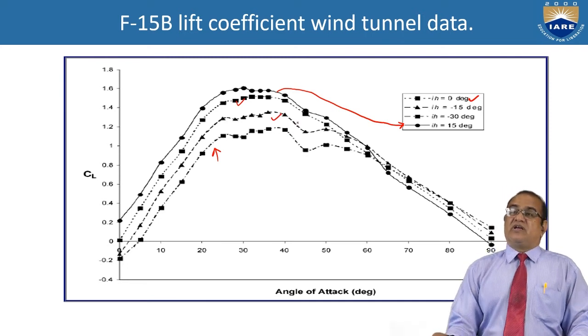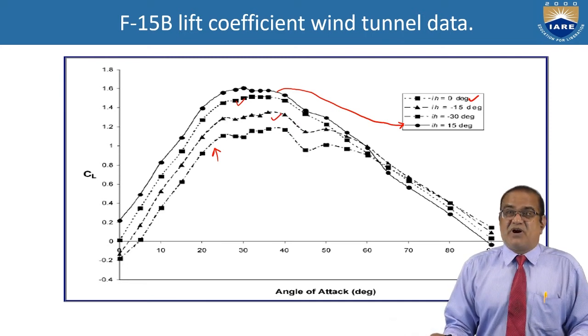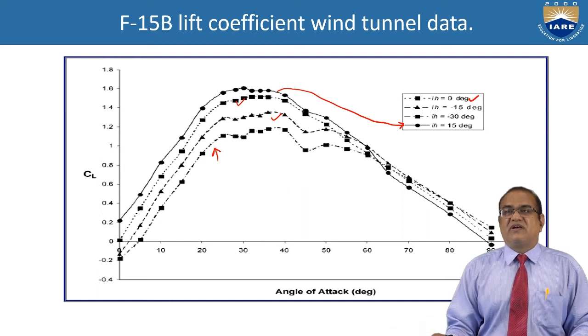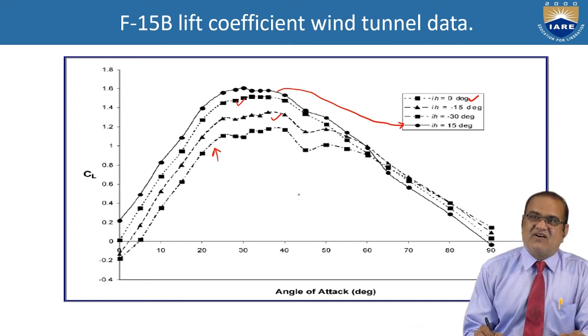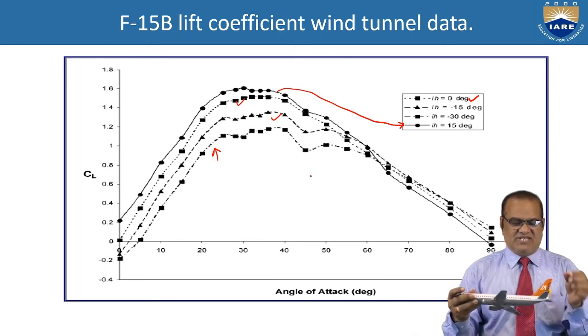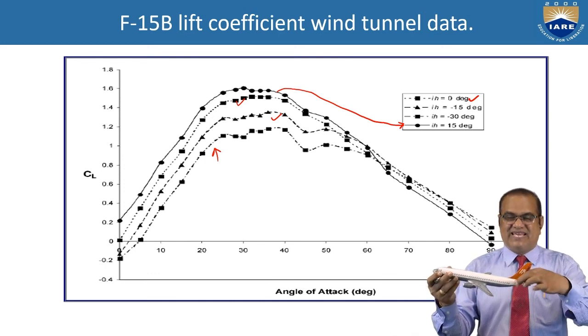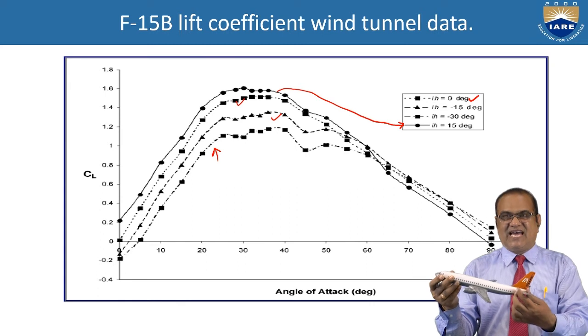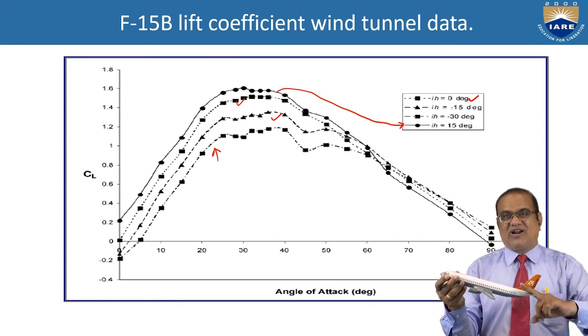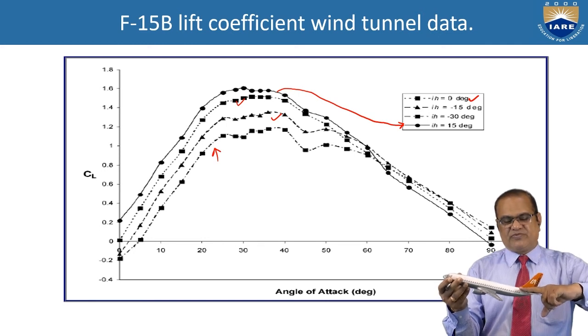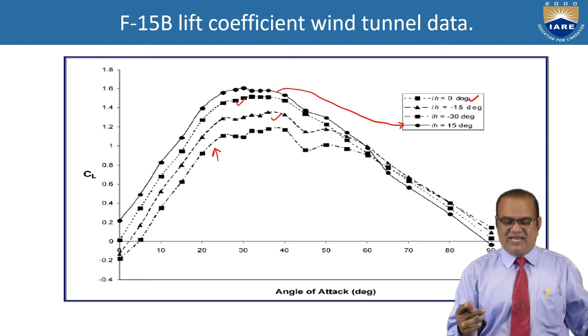So if IH is positive, and what is the meaning of IH positive? Just I will explain. IH, incidence angle, you can see here, that incidence angle IH, this IH is positive, means this nose is upward like this. So 0, 5, 10. If the nose is upward, then it is positive.